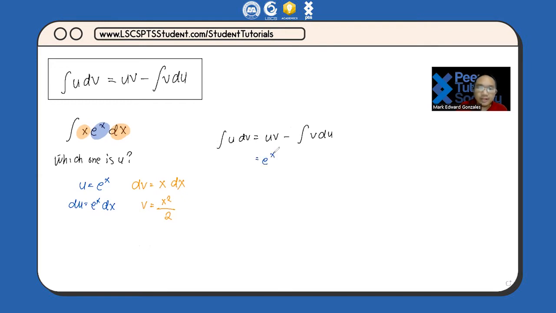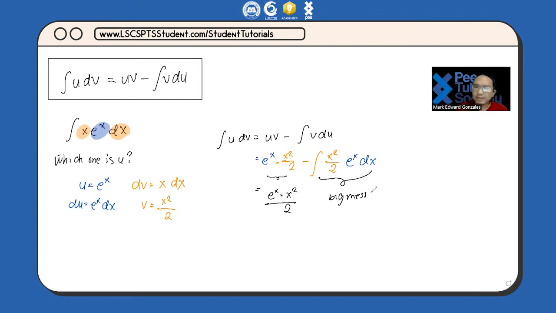u is e raised to x. v is x squared over 2. And du is e raised to x dx. Well, the minuend kind of simplifies nicely. But the subtrahend is a big problem. This is a big mess.